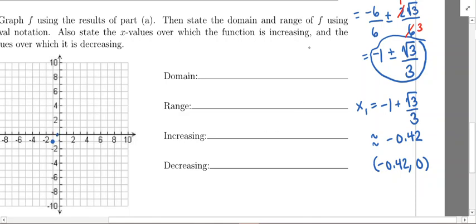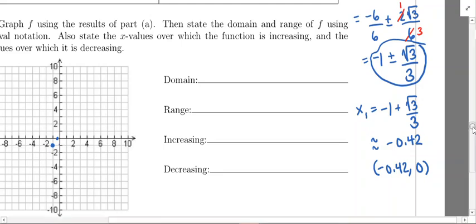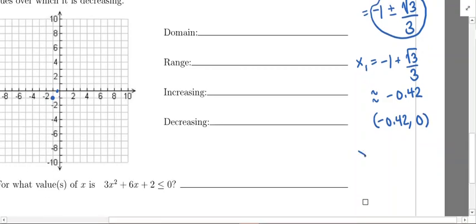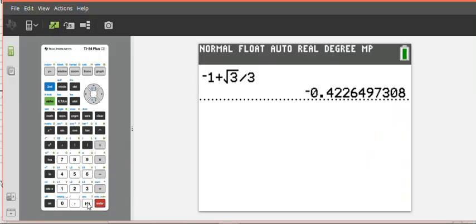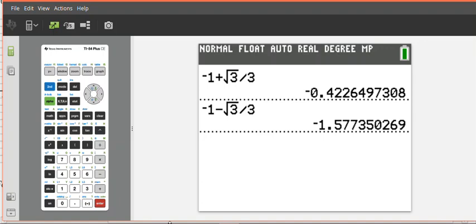The other x-intercept you can get by choosing the minus sign in the middle. So x2 is going to be equal to -1 minus the square root of 3 over 3. Let's go punch it into the calculator to approximate it. We're going to get -1 minus the square root of 3 divided by 3. We will just round this one to -1.58.